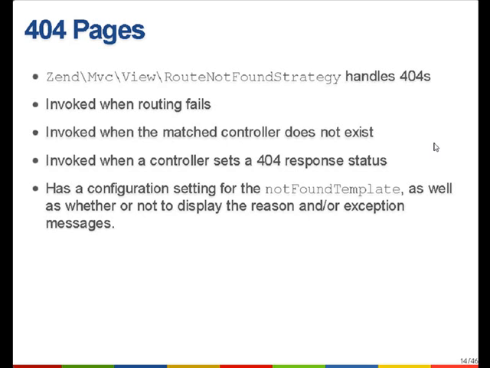Same thing happens if the matched controller does not actually exist. The same thing will happen as when routing fails. And so we're able to display a 404 relatively quickly at this point and bypass a whole bunch of different steps of the framework. The other thing is if your controller sets a 404 response status in the response object, the route not found strategy listens after dispatch and it says, oh, we have a 404 response. And so at this point, we're going to render the not found template that is registered with us.